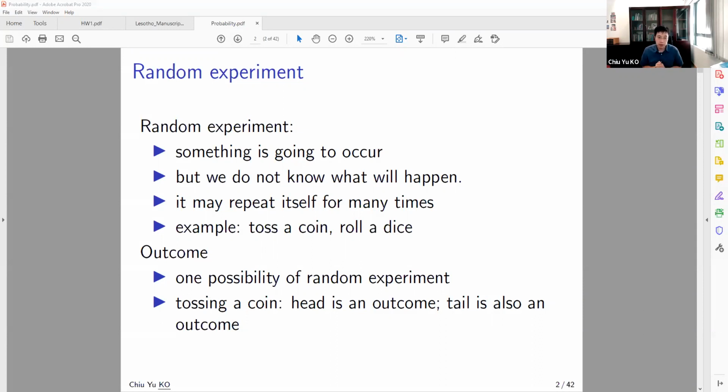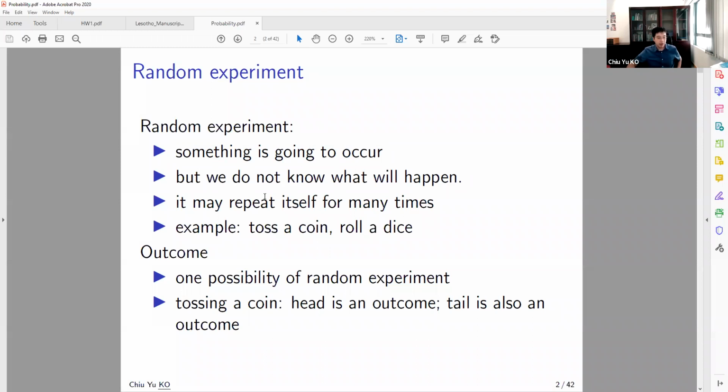So that's why I start with random experiment. And besides gambling, generally you can generalize to say something is going to occur, and we have no idea which one will come. So that's why we talk about probability. If we know, then it's no longer probabilistic, right? And it can, or potentially can, repeat many times.